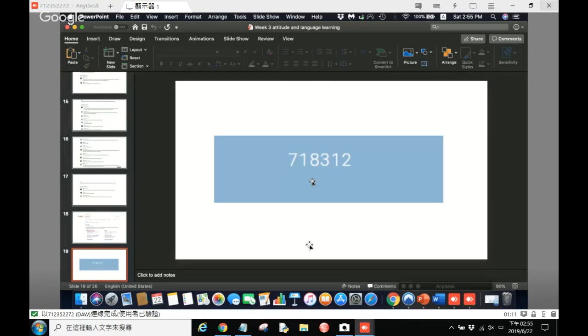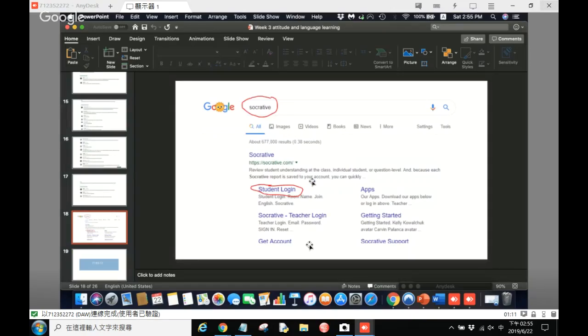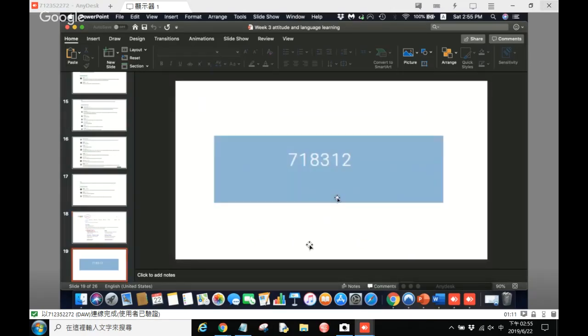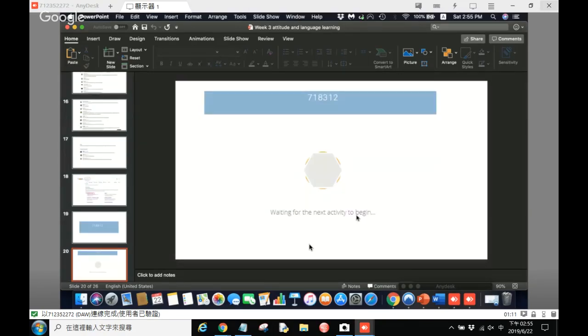So like I said, you have to earn it. You have to work for it. So again, go to Socrative, click student login, and then it'll ask you for a classroom. And then type this in. This is a classroom code. This is my classroom code. And after you input this, it will probably look like this, waiting for next activity to begin, because I haven't started the activity yet.